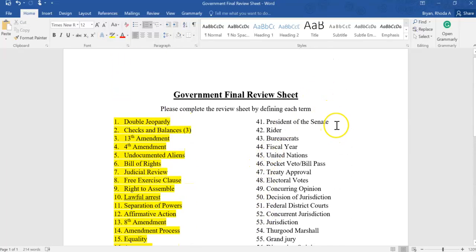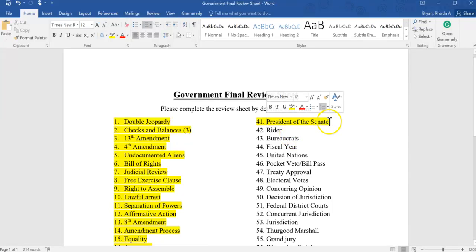Okay, we'll go back up here to number 41, President of the Senate. You need to know that the President of the Senate is also the Vice President of the United States.